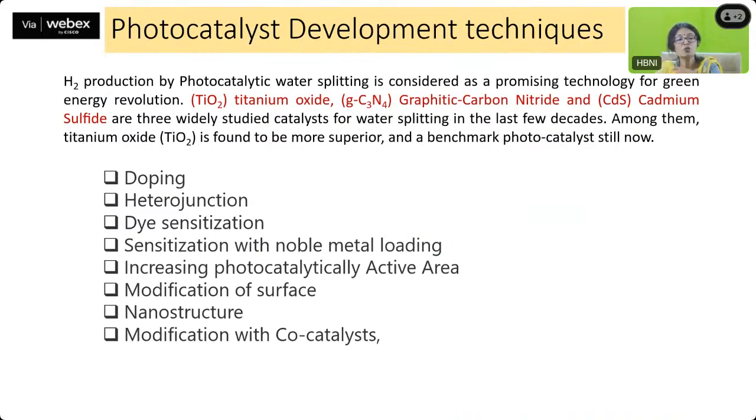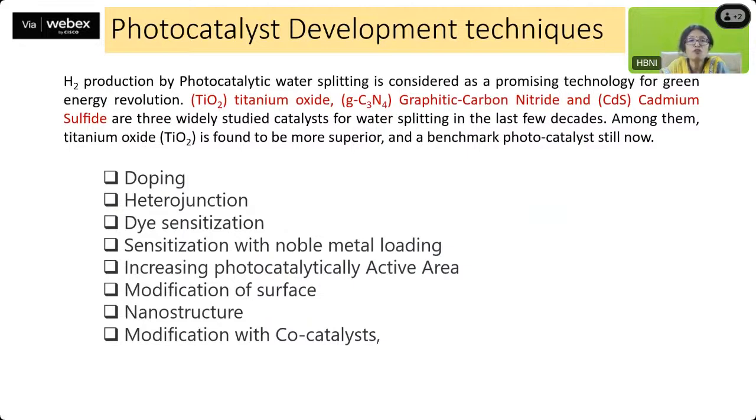So what are the different photocatalyst development techniques? Hydrogen production by photocatalytic water splitting is considered a very promising technology for green energy evolution. Titanium oxide, graphitic carbon nitride, and cadmium sulfide are three widely studied catalysts for water splitting in the last few decades. Among them, titanium oxide is found to be superior, and it is a benchmark photocatalyst till now. Since 1972, since the time Fujishima discovered this photocatalytic process, titanium oxide has been one of the best materials for photocatalysis.